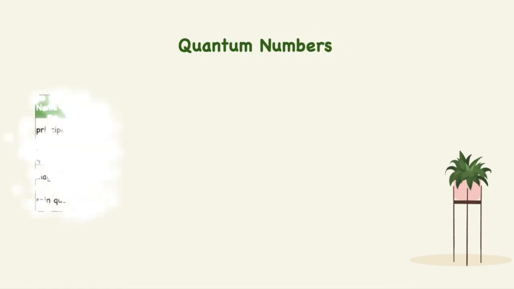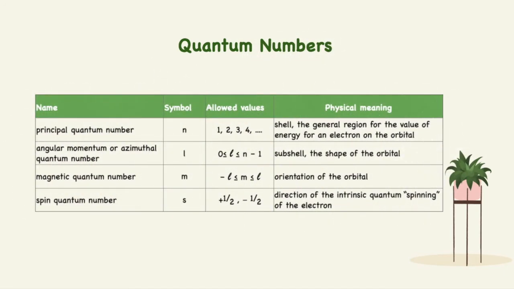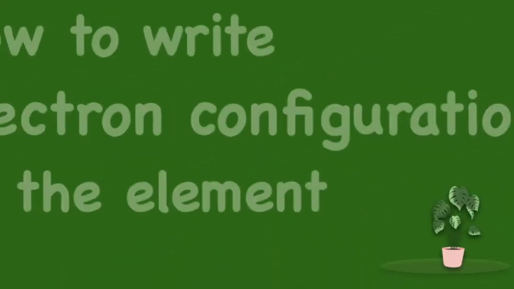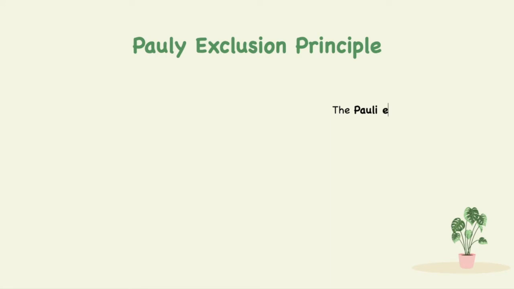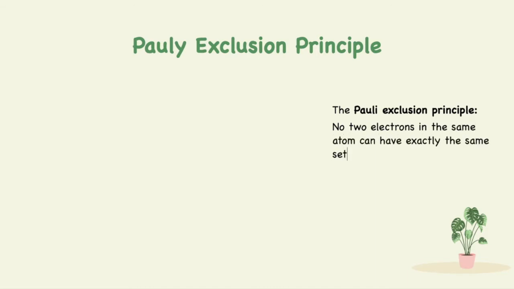So here in this summary, we have 4 quantum numbers to describe the electron. And how do we write the electron configuration of an element? To write electron configuration, there are 3 rules. The first rule is the Pauli exclusion principle. This principle says that no 2 electrons in the same atom can have exactly the same set of all the 4 quantum numbers.